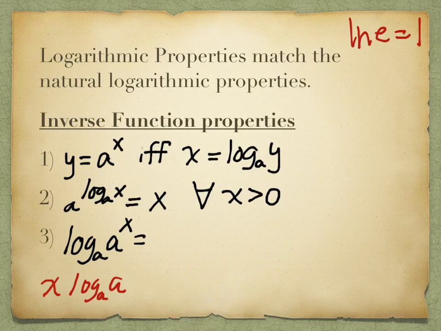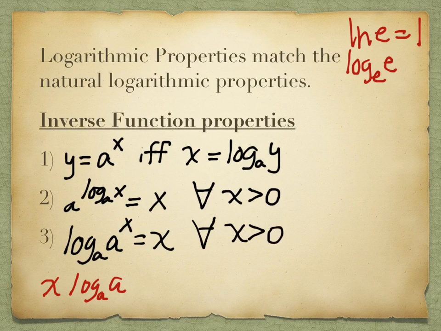But what is natural log? Well, it's log base e of e. Well, this is log base a of a. Same property, all right? So this equals x. Again, this is for all x, that's that upside down a, for all x that are greater than 0.